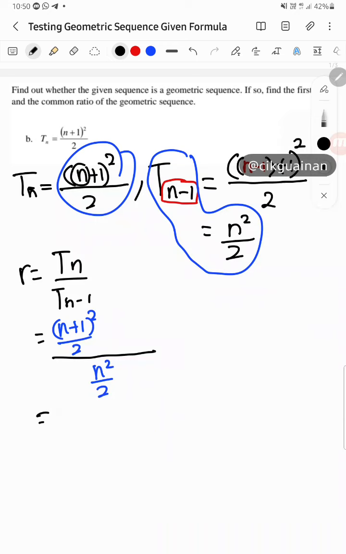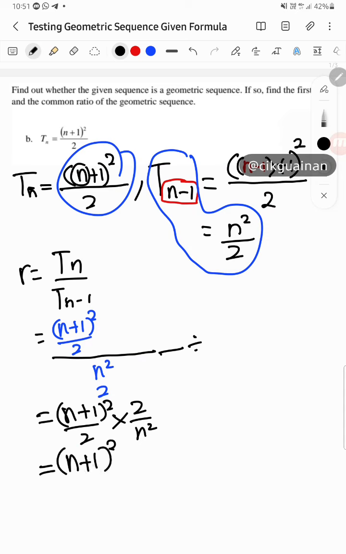So maybe we simplify. This is a division sign, so we can turn it into multiplication by turning this one upside down. So we get n plus 1 squared over 2 multiplied by 2 over n squared. The 2 cancel already. Then if you expand, you get n squared plus 2n plus 1 over n squared.